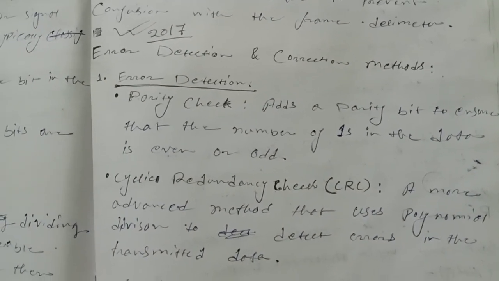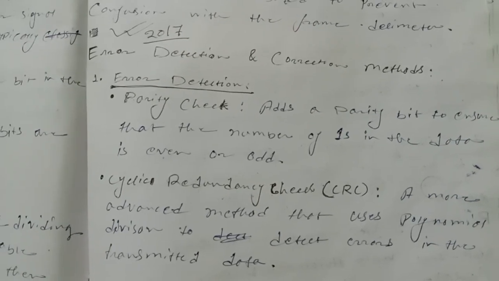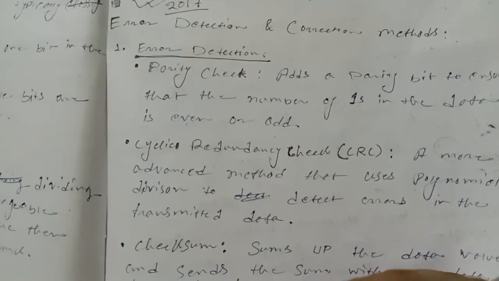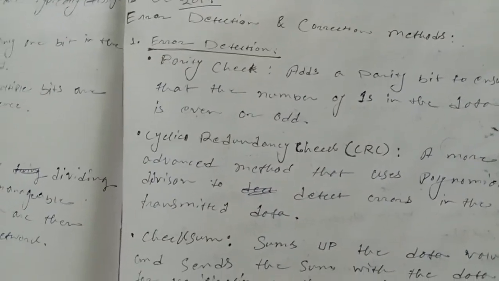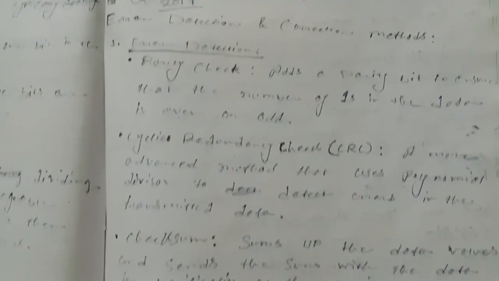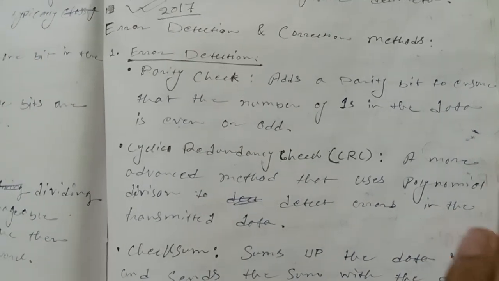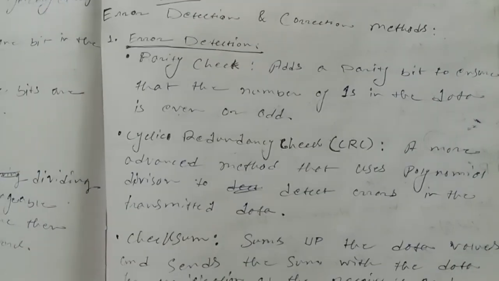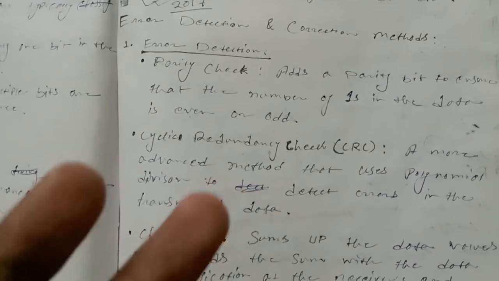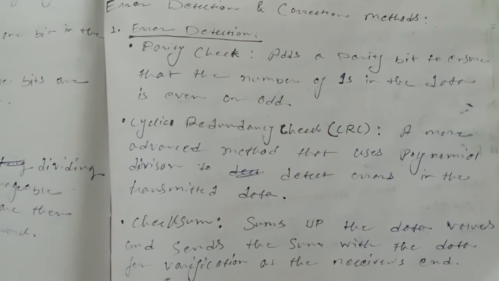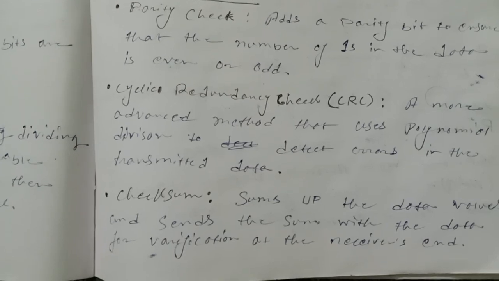So let's see what is error detection. In the error detection part, we look at how we can check and detect the errors. It means what the name suggests, detection. We have some systems to check or detect the errors, like parity check, CRC or cyclic redundancy check, and the third one is checksum.